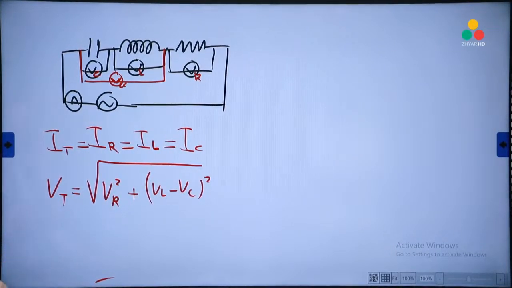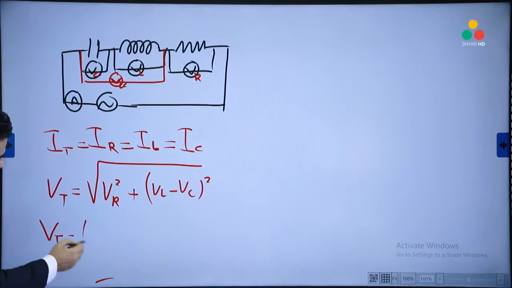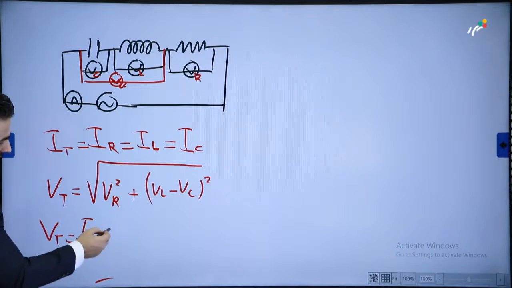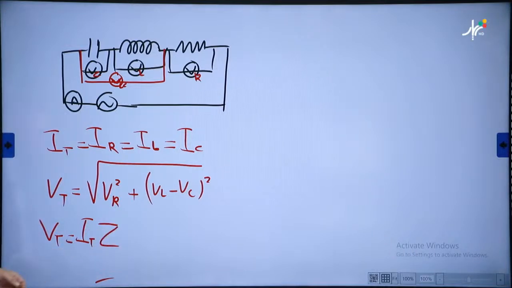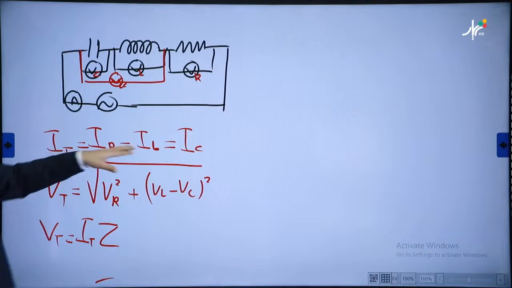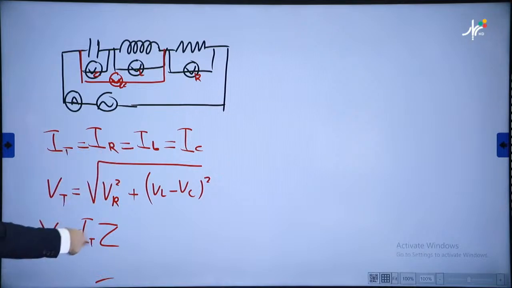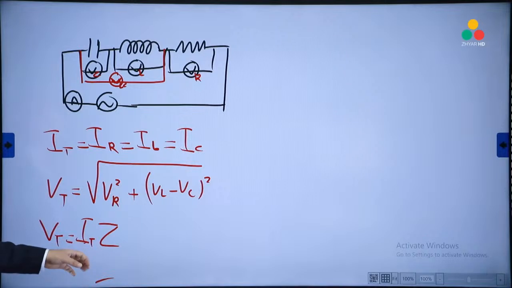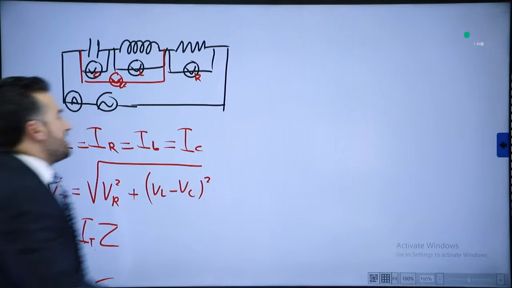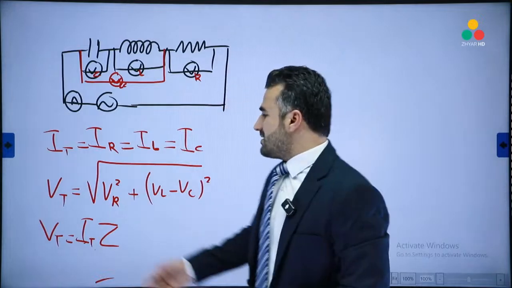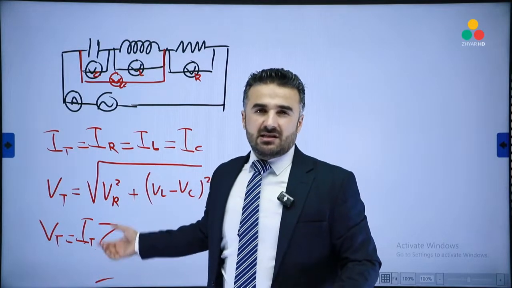There's another way to find V total. V total is equal to I total times the total resistance, Z. That is Ohm's law, basically. But remember, the current is the same everywhere, so I don't really need to write I total, because I is the same everywhere in the circuit. But what does this Z represent? Z represents the total resistance of the circuit.